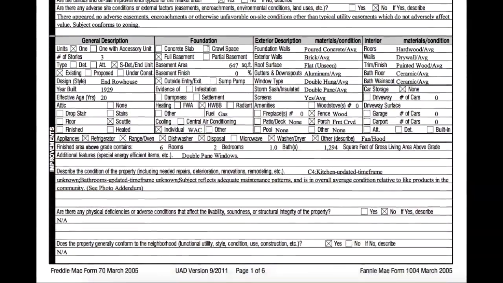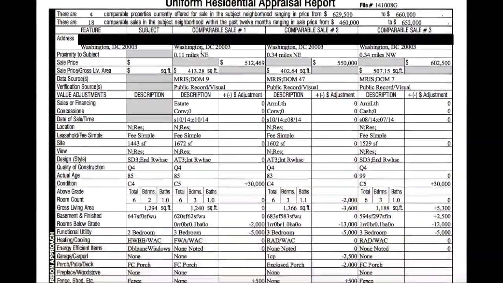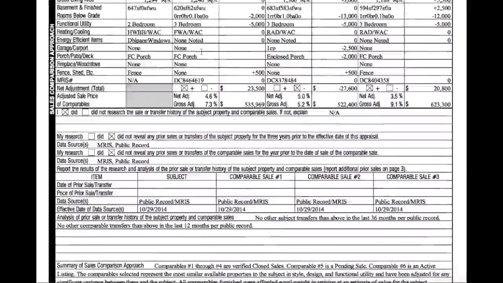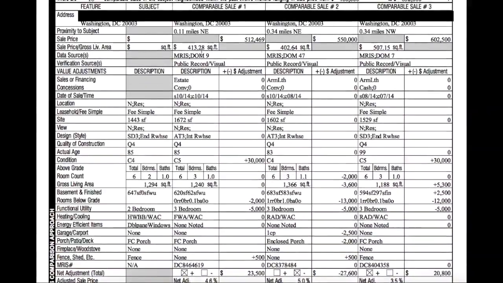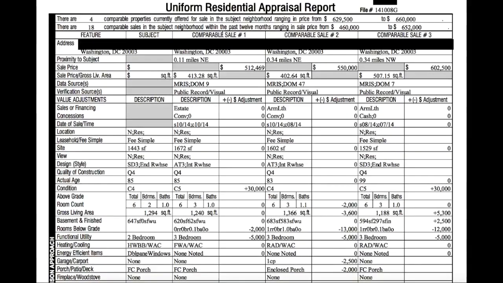Again, the most important part would be the value. And on the page with the value are the comps. The first three comps are the most important and the most relied upon. Sometimes an appraisal will have 4, 5, or 6 comps. The first three are the ones to look for.